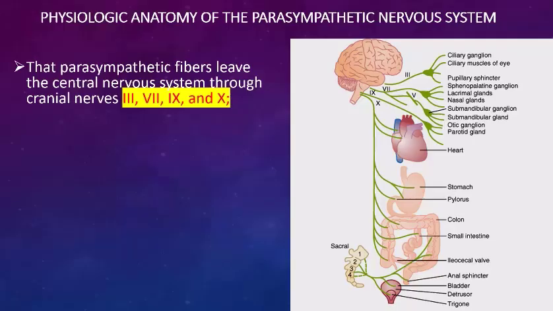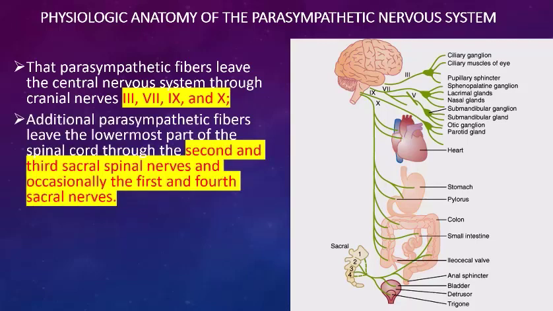The parasympathetic fibers leave the central nervous system through cranial nerves 3, 7, 9, and 10. Additional parasympathetic fibers leave the lowermost part of the spinal cord through the second and third sacral spinal nerves, and occasionally the first and fourth sacral nerves.